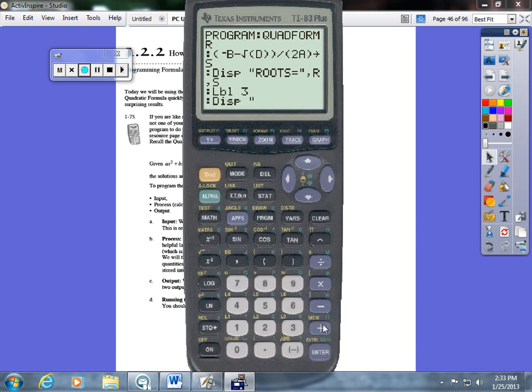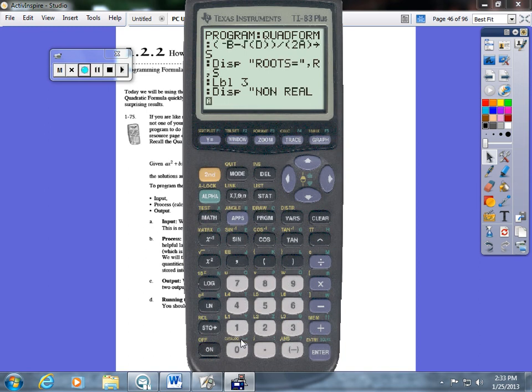So we would say no real or non-real roots. I guess non would be better. Roots. All right. And we should be good to run our program.